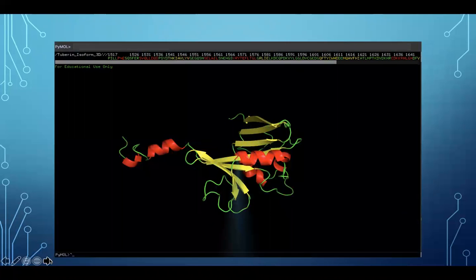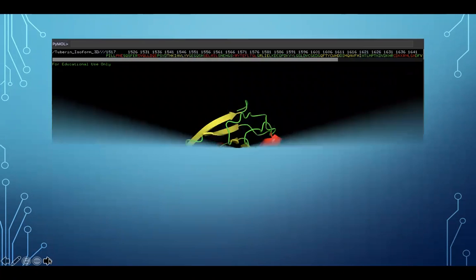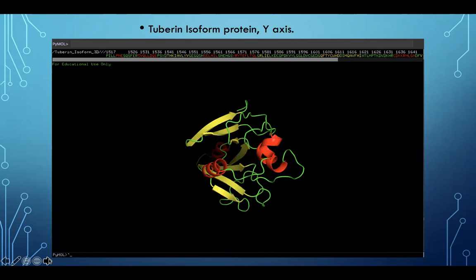Here we can see the X and Z axis of my protein. And here we can see the Y axis of my protein.